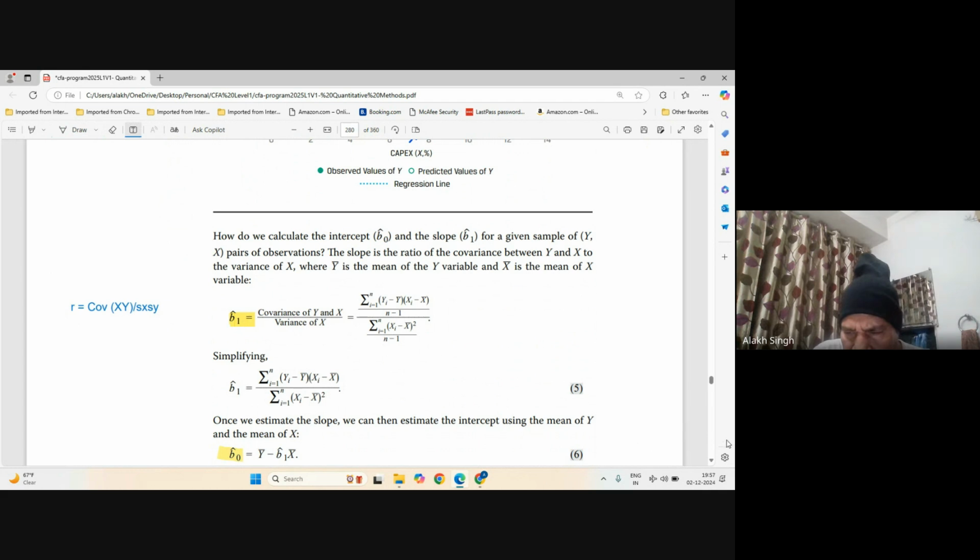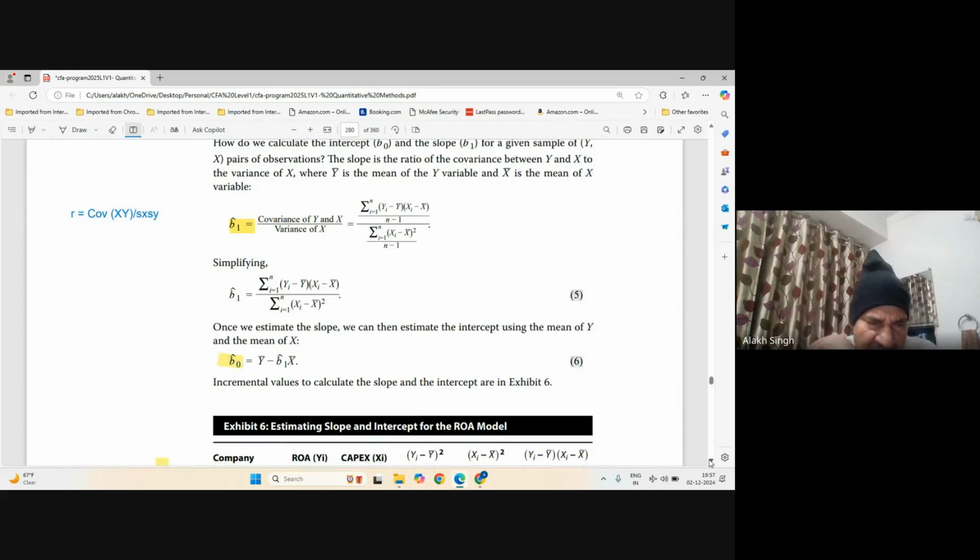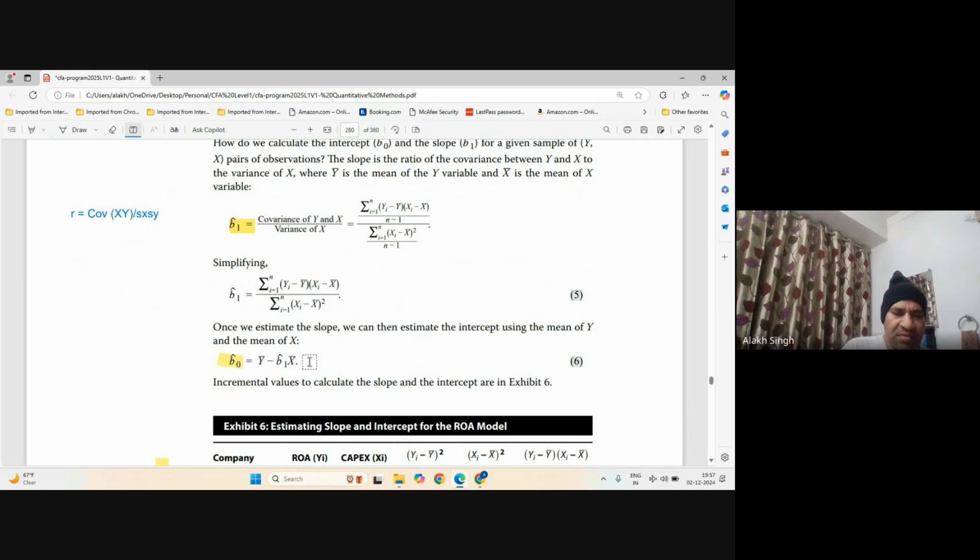Since n minus 1 is cancelled, that is beta 1. Now, how to calculate beta 0? Beta 1 formula is very clear. Beta 0 is y bar minus beta 1 times x bar. Because x bar and y bar lie on that line, we can directly substitute, and then you will get beta 0. So in the exam, you might be asked to calculate beta 1 hat and beta 0 hat.